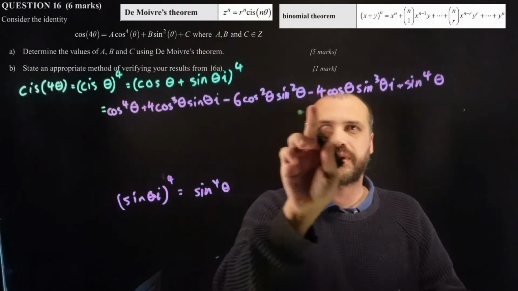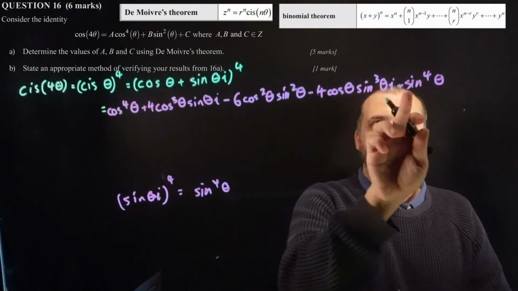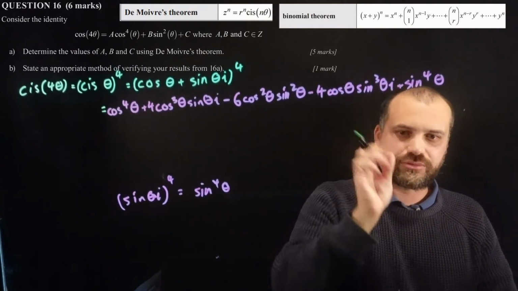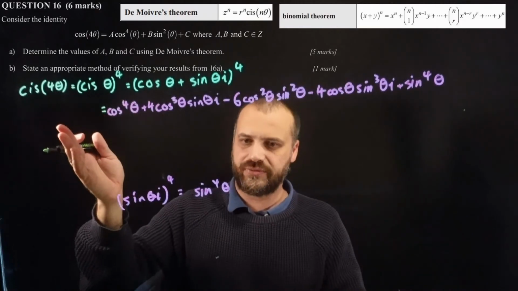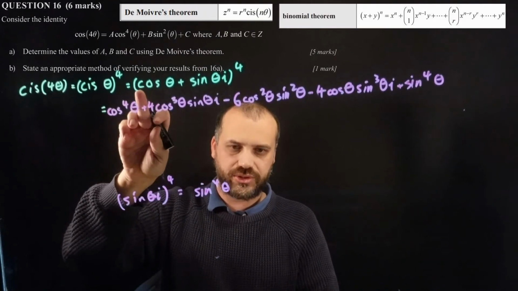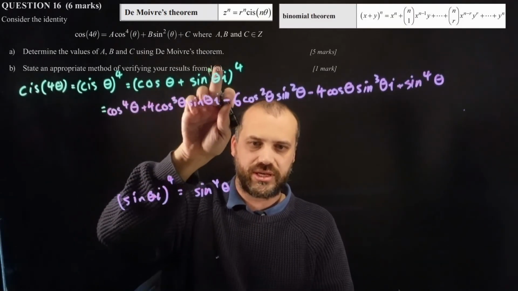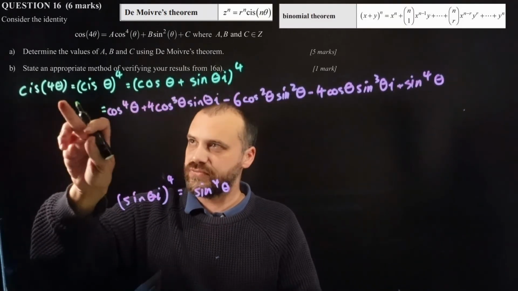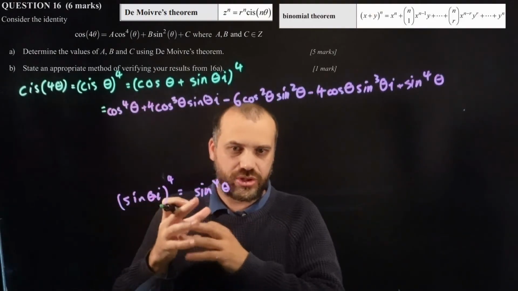This is a real number, this is an imaginary number, and this is a real number. Let's look at the left-hand side. Cis 4 theta, remember what we said that was equal to? Cos theta plus sine theta i. Cis 4 theta can also be written in terms of just cos.